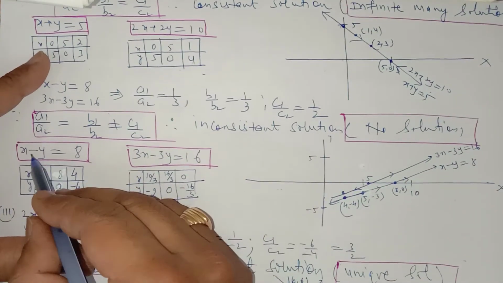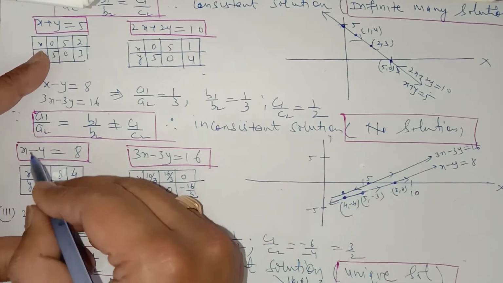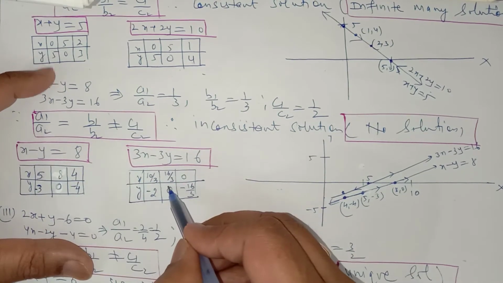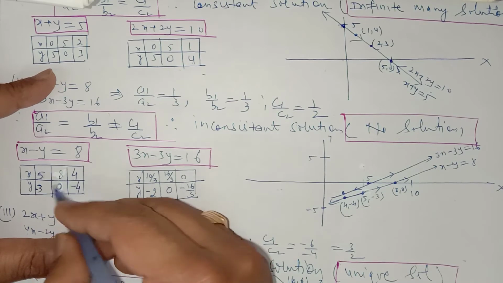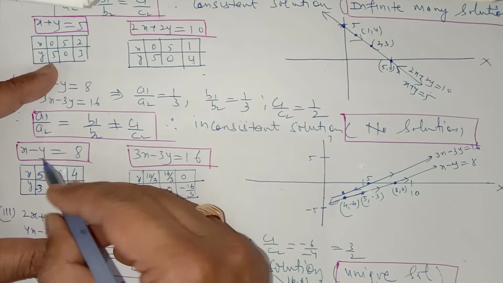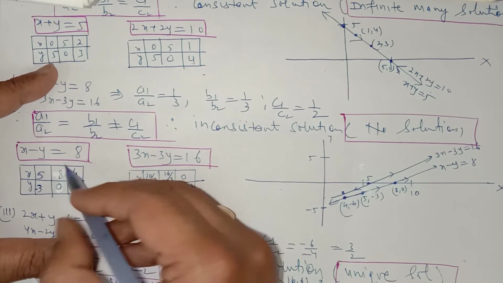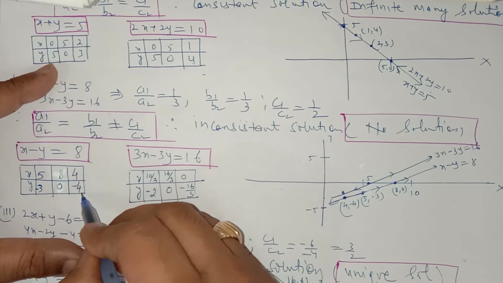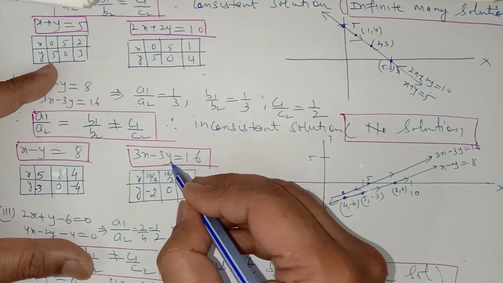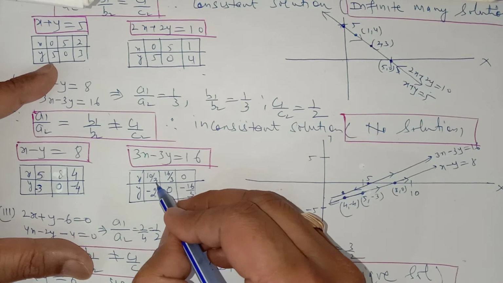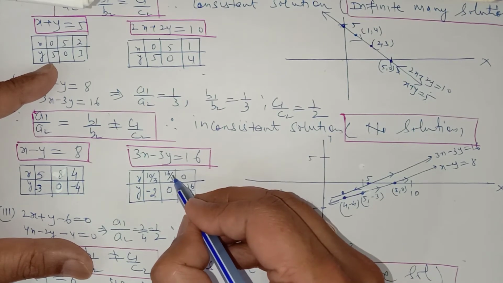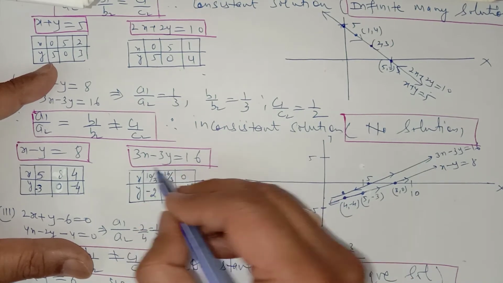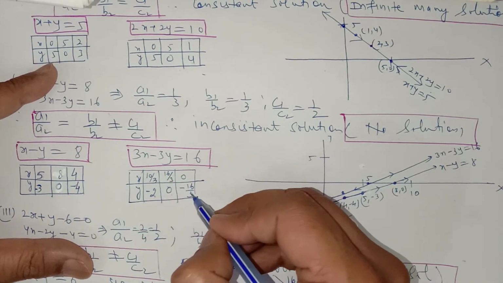So you take at least 3 solutions of both the equations. First, second, draw the solution box of both. So x is 5, you take y will be equal to minus 3. If you take x is equal to 8, then y will be equal to 0. If you take x is equal to 4, y will be equal to minus 4. Here, if you take y is equal to minus 2, x is coming out to be 10 upon 3. If you take y is equal to 0, x is coming out to be 16 upon 3. If you take x is equal to 0, then y is coming out to be minus 16 upon 3.